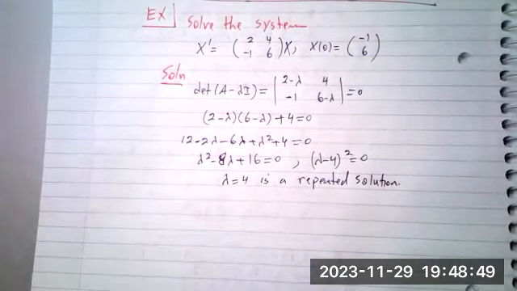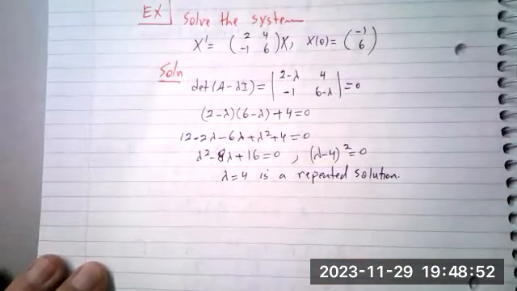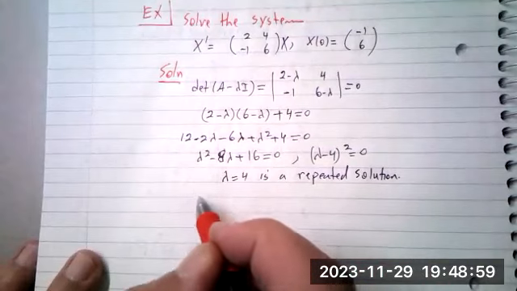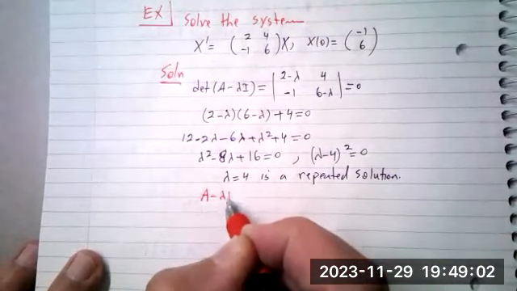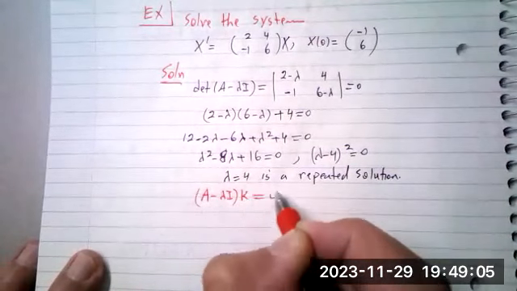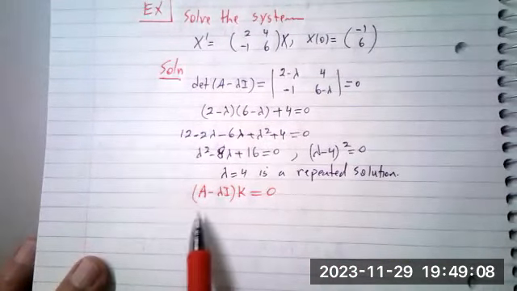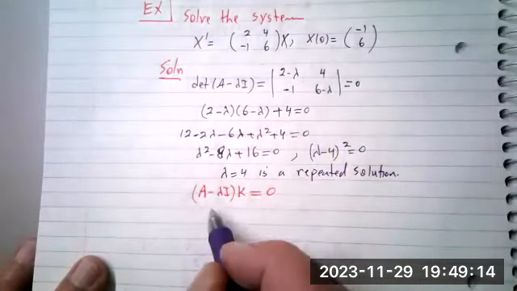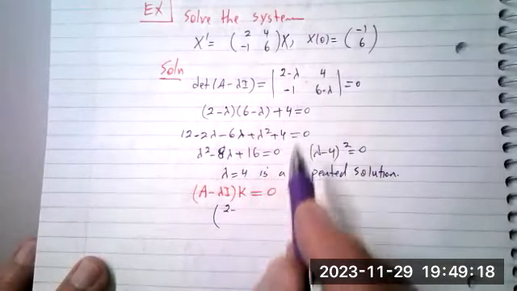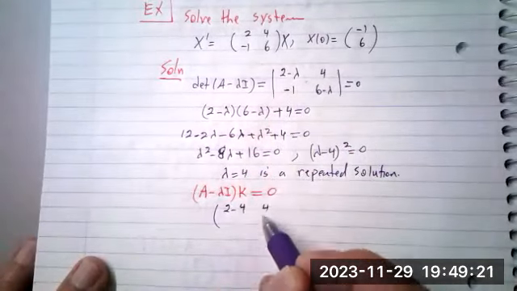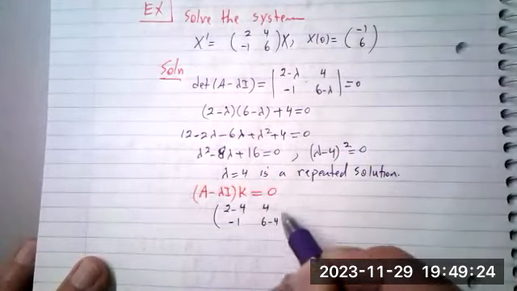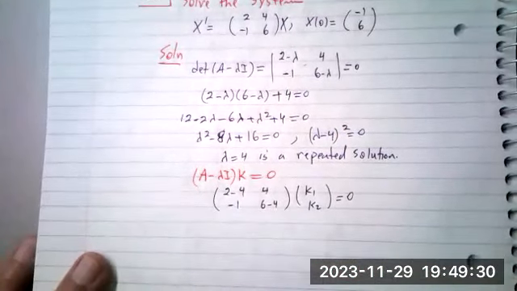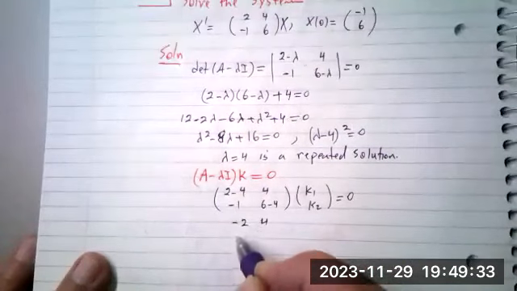Start working on the first one. For the first solution, we need to form A minus lambda I times K equal to 0. You substitute lambda equal to 4. So that would be 2 minus 4, 4, negative 1, 6 minus 4, times K1, K2, equal to 0. Simplify that, giving negative 2, 4, negative 1, 2.